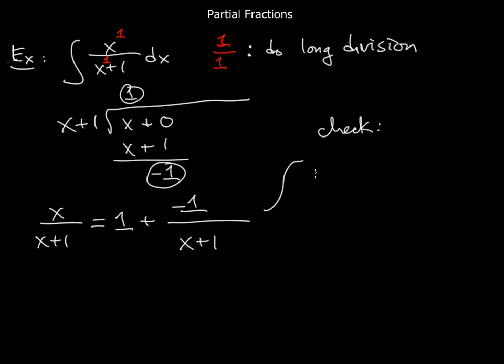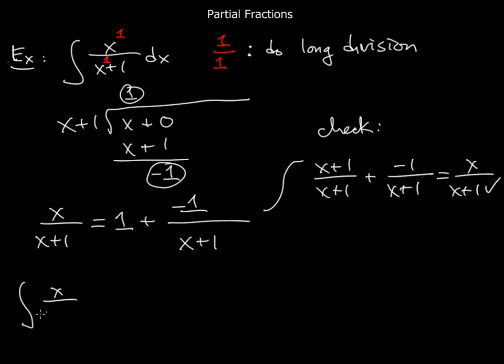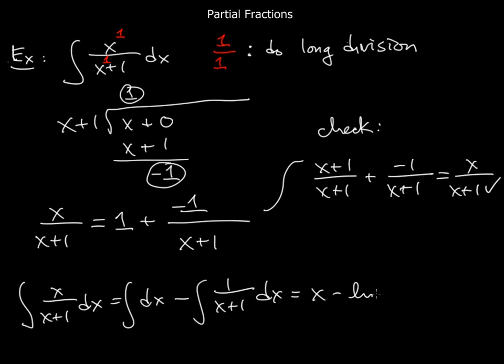And let's just check once again, is that really right? X plus 1 over x plus 1 plus minus 1 over x plus 1 is indeed x over x plus 1. You get a common denominator. And so the integral is now easy to do. You just get the integral of dx plus minus the integral of 1 over x plus 1, and that's simply x minus log absolute x plus 1 plus c.